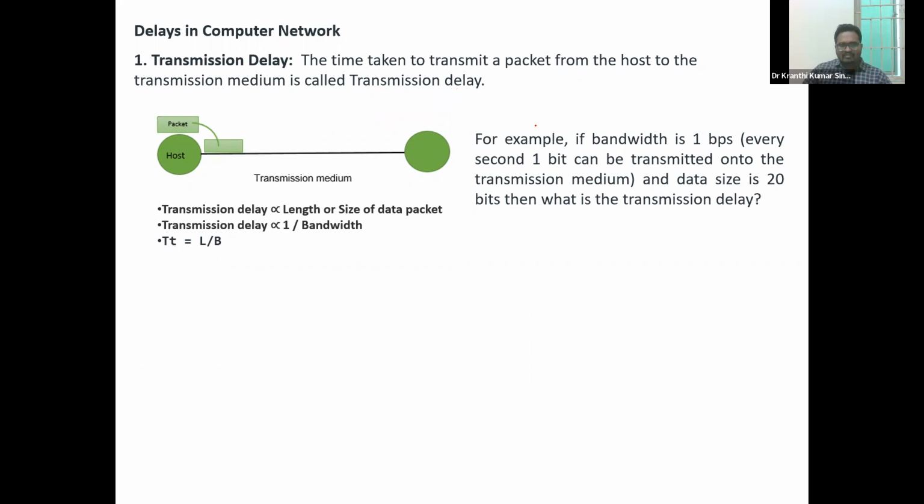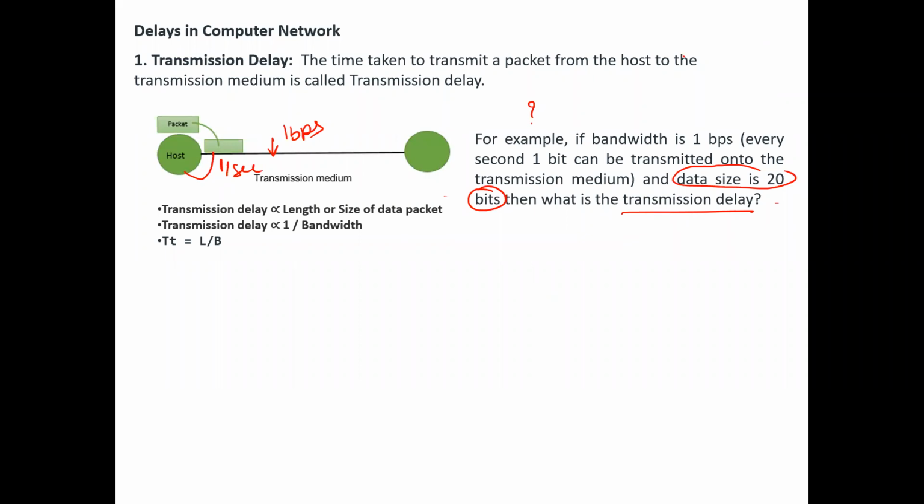So what is the answer for this question? If bandwidth is 1 Mbps, that is the capacity, it can process 1 bit per second. Every second, 1 bit can be transmitted onto the transmission medium. That means the host can place only 1 bit per second. If so, if the data size is 20 bits, then what is the transmission delay? 20 seconds. Yes, of course, 20 seconds.